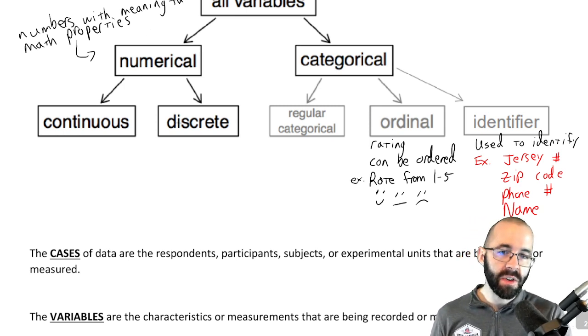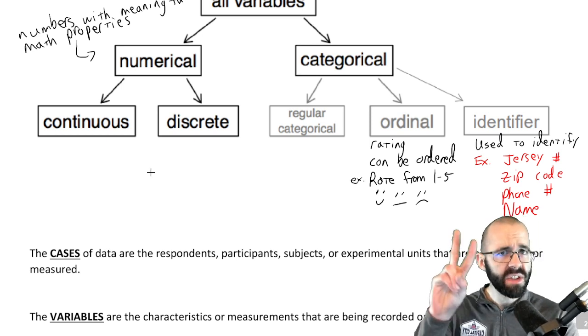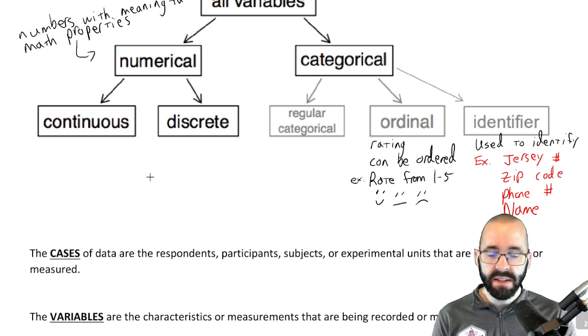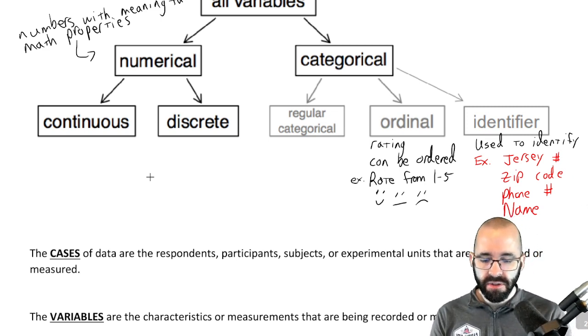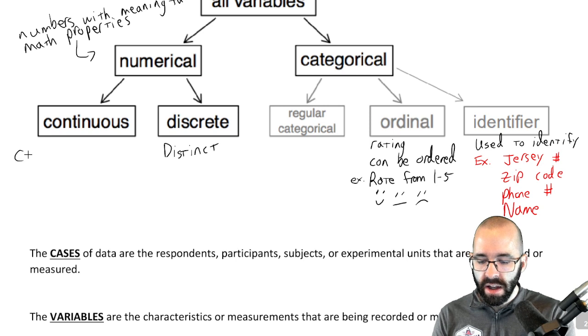If we have numerical data, like the height of an SPSCC student, there are two types we're going to talk about: continuous and discrete. Think of discrete as something you can count. Distinct, if you will. Whereas continuous could be everything in between.